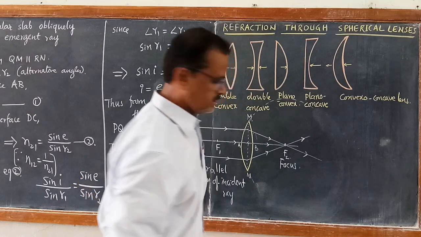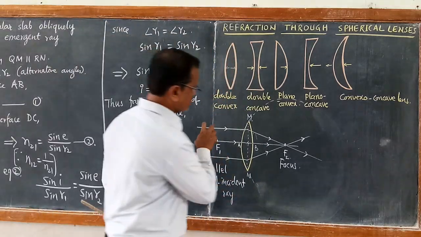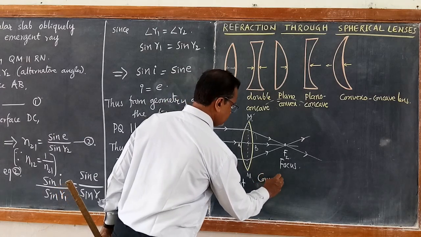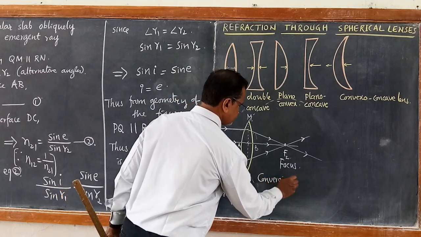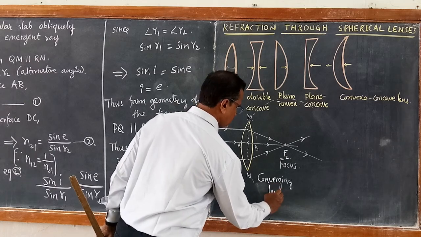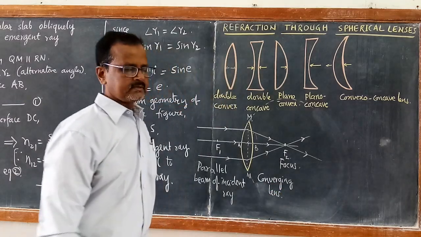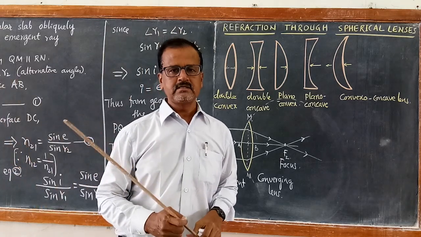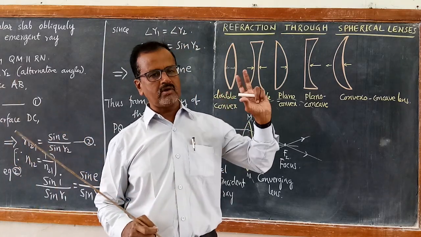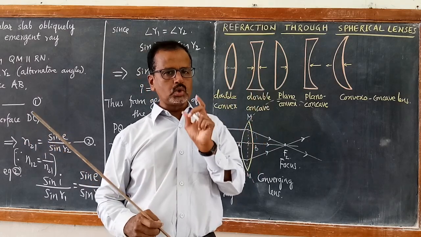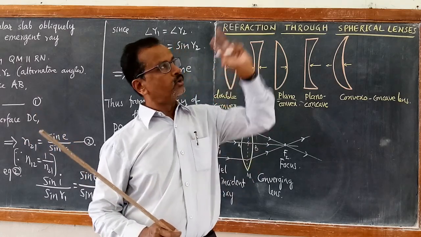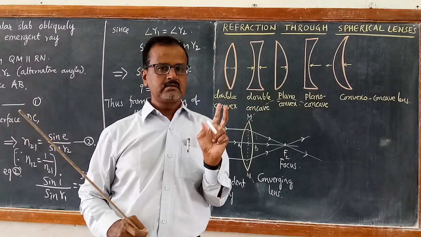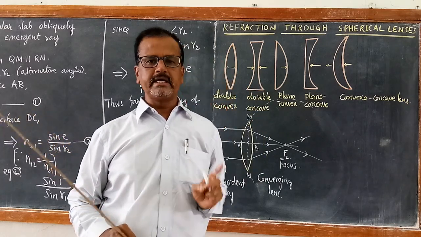Now, since it is converging the rays, converging means focusing the rays, it is called a converging lens. So a convex lens is also called a converging lens. You must have played with a convex lens. Please don't look at the sun through a convex lens. It is going to be very, very dangerous.